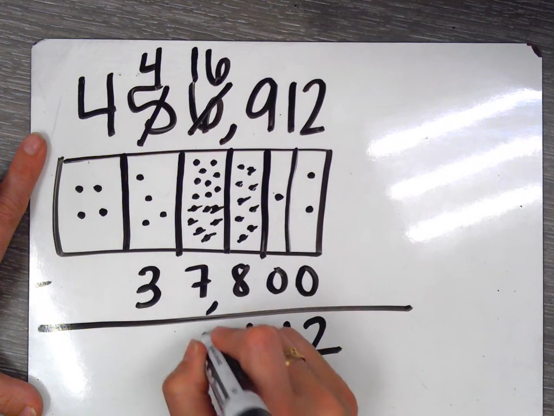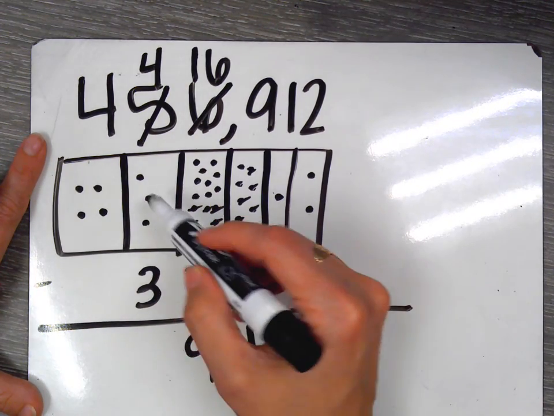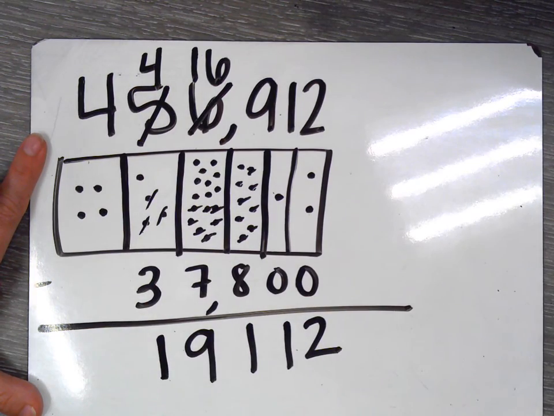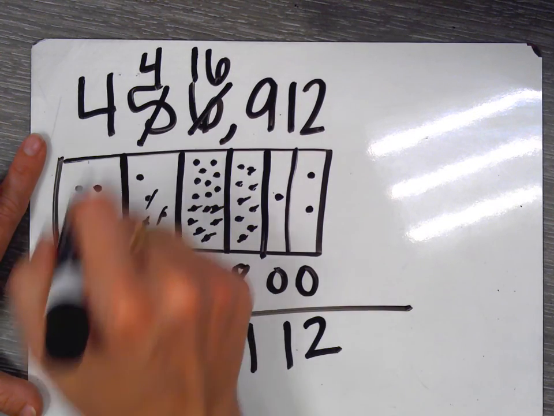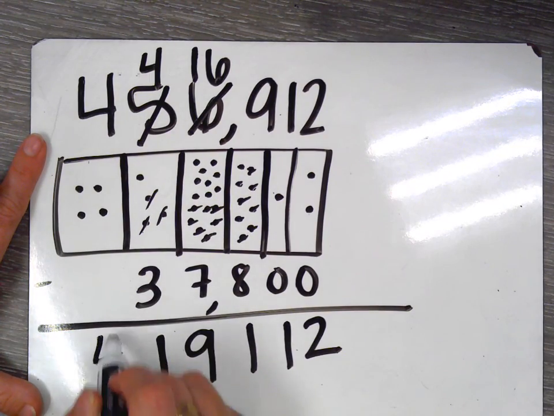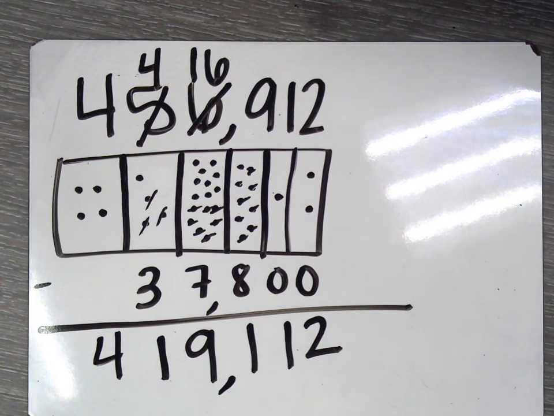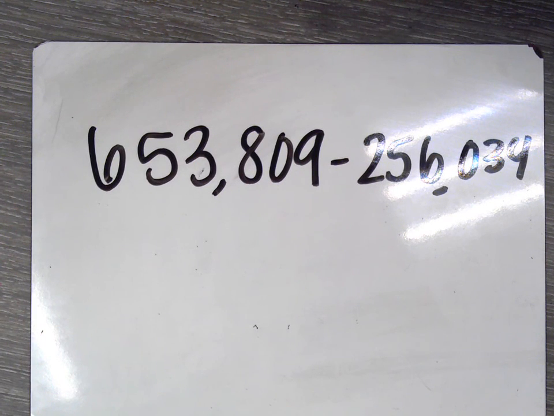All right, 9. Let's look at my 10,000s column. I have 4 10,000s, and I need to take away 3. Do I have enough? 1, 2, 3. Yes, I do. Now I have 1 10,000 because 4 minus 3 is 1. And then 4, take away nothing. That 400,000 gets to come right back down. So my answer is 419,112.